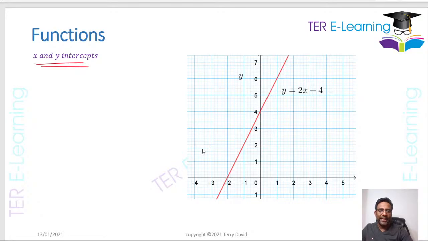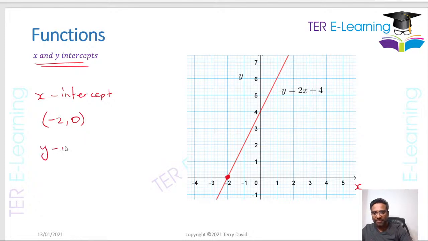The next thing you need to be able to understand is what the x and y intercepts are. Intercepts are simply where I am cutting my axes. My x-intercept is where I am cutting my x-axis. Remember, this is my x-axis here. So I'm cutting my x-axis at this point here. The coordinate of that point is -2, 0. A common mistake for students will be to give the x-intercept as 0, -2. That's incorrect. We always state whatever the x value is first.